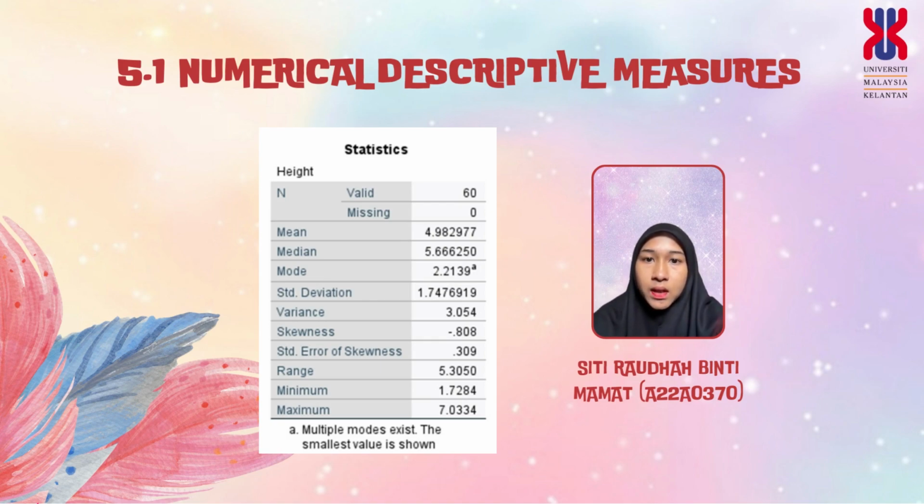First, about height. The mean of height is about 5.0275. The median is 7.3973. The mode is 5.6776.